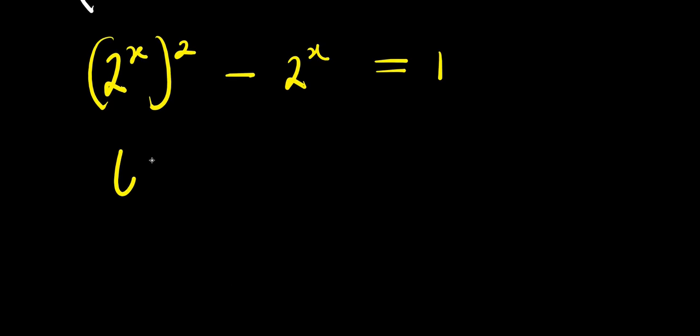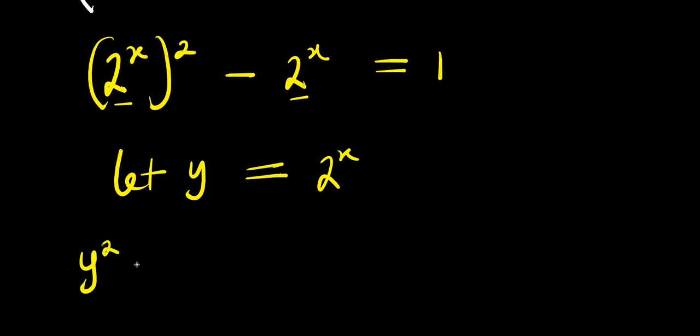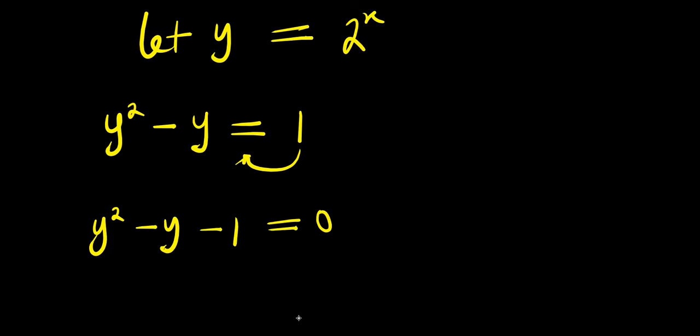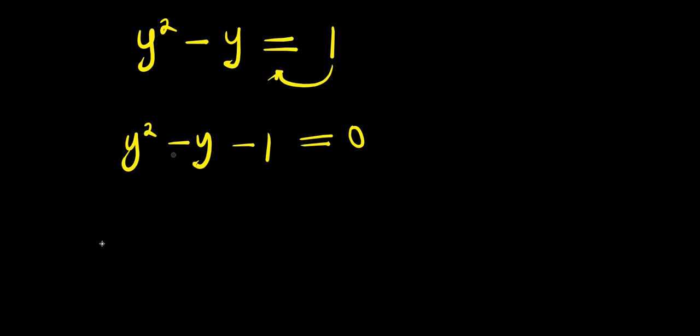From here we can say let y equals 2 power x, meaning we are simply going to replace this with y and this with y. So you have y power 2 minus y equals 1. So to solve this quadratic equation, we move this over here. We have y squared minus y minus 1 equals 0. So let's solve this using the formula method.